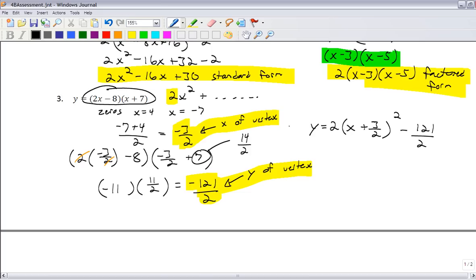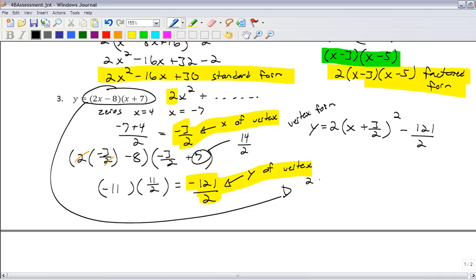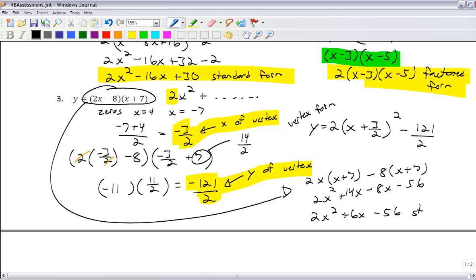And that is in vertex form. Okay, in standard form, you're going to have to multiply this out, right? Showed you a couple ways to multiply this out. So I'm going to go, let's say, 2x times x plus 7 minus 8 times x plus 7. 2x squared plus 14x minus 8x minus 56. 2x squared plus 6x minus 56, standard form.